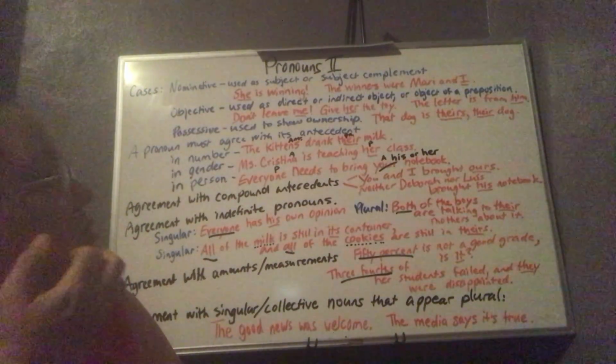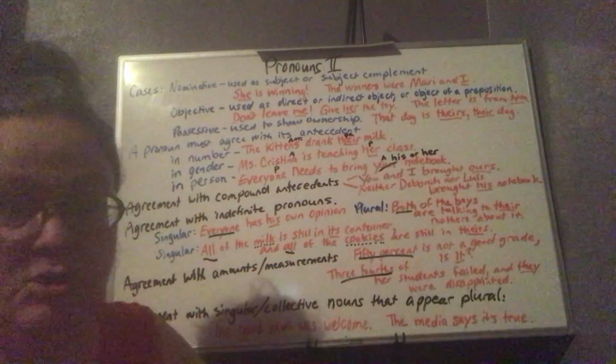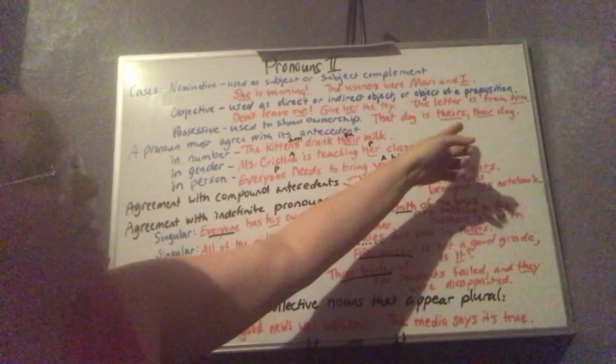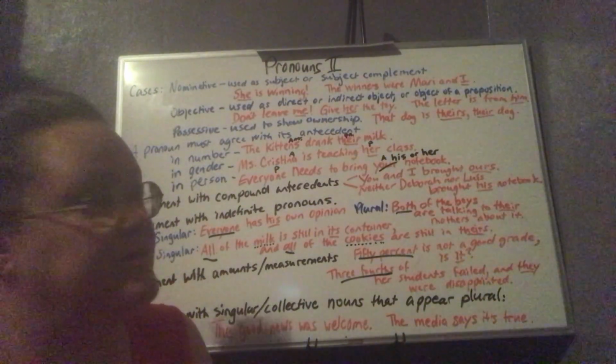Possessive is used to show ownership, like this. That dog is theirs. We have a possessive pronoun being used as a pronoun. And then their dog, possessive pronoun being used as an adjective.